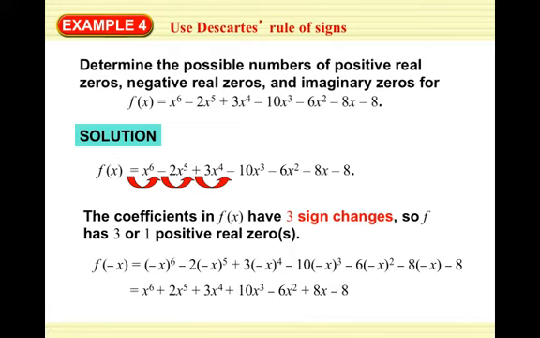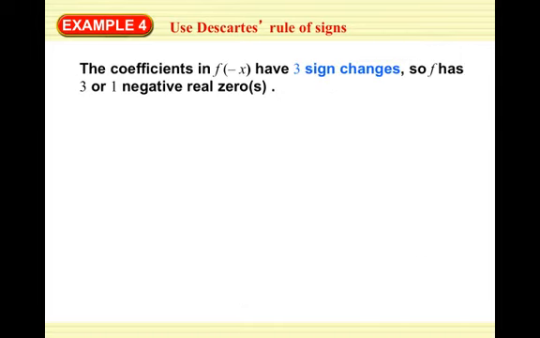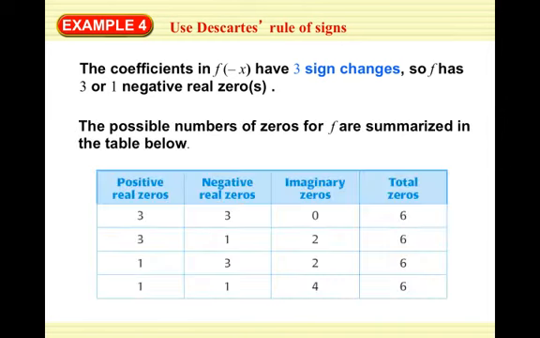All right, now we want to count sign changes. So let's see, it's positive, positive, positive, positive, positive to negative, that's one sign change. Negative to positive, that's a second sign change. And then positive to negative, that's a third sign change. So again, since there's 3 sign changes, f either has 3 negative real zeros or 1 negative real zero.